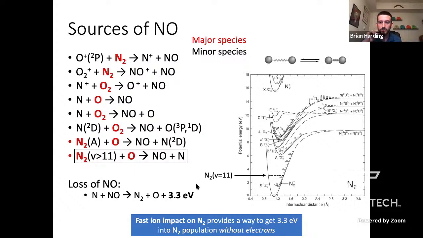Okay, and maybe the major point I want to make in this talk is that this can happen without electrons. We know that ions move very fast in these SAIDs, okay? If you have an ion that's going fast enough, for example, an NO+ moving at 4 kilometers per second is 3 eV. So that can run into an N2 and cause it to become vibrationally excited. And that will kick off the rest. So this is a way to create light without electrons and without photons.